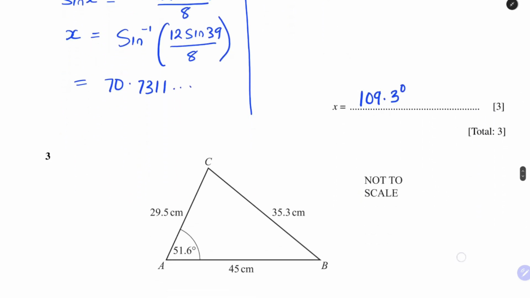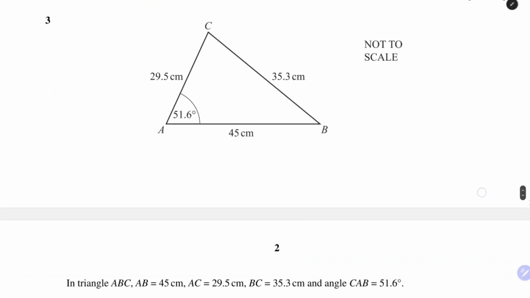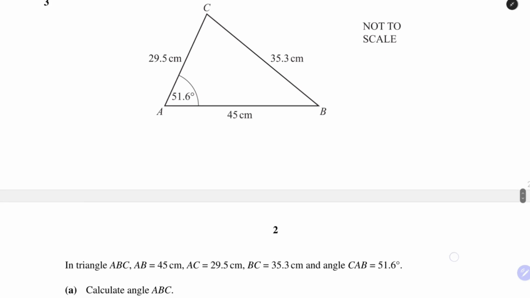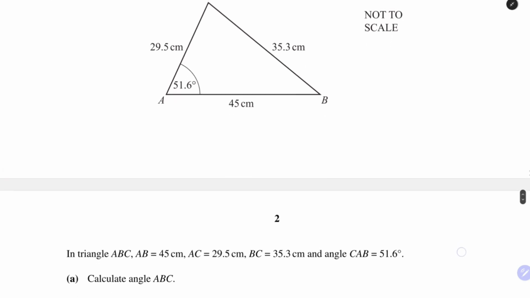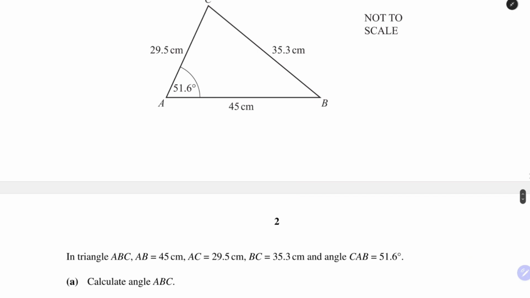All right, moving on to the next question. In this particular question, we've been given 4 different things. We know all 3 sides and one of the angles, and we have been asked to calculate angle ABC. Angle ABC means we're looking for the angle at B. To calculate the angle at B, since we know 4 things about this triangle, we could use either our sine rule or our cosine rule. I'm going to opt for the sine rule.